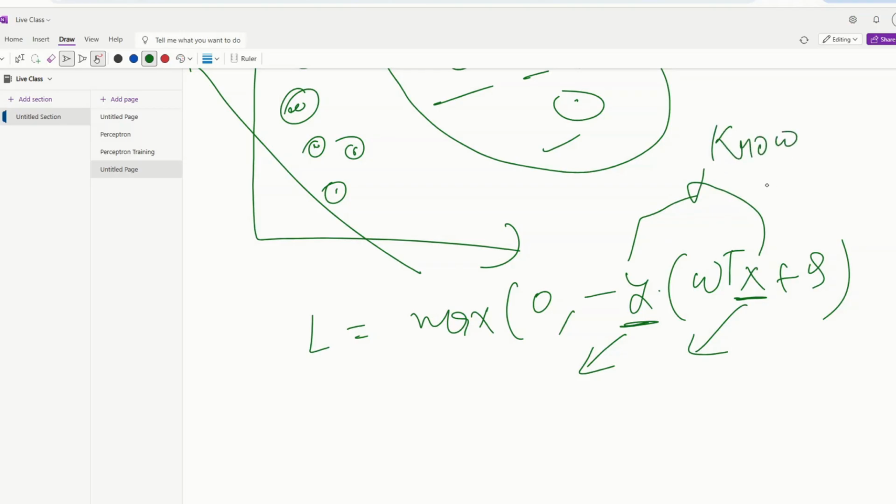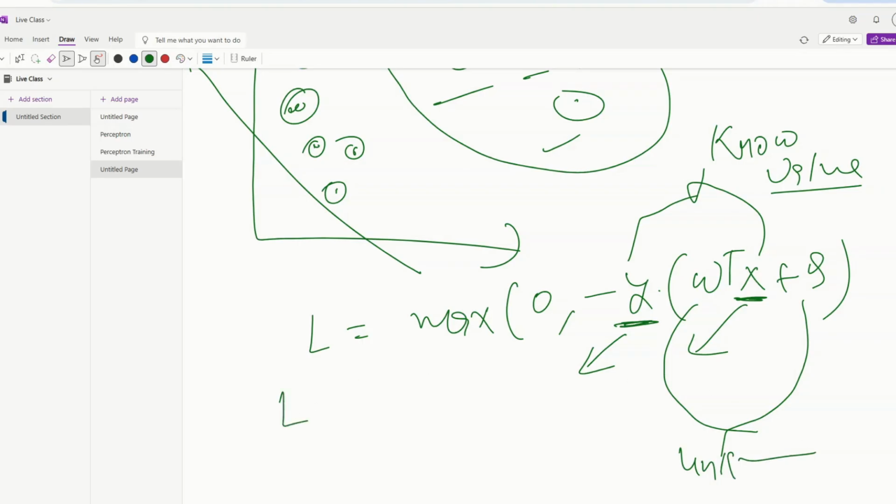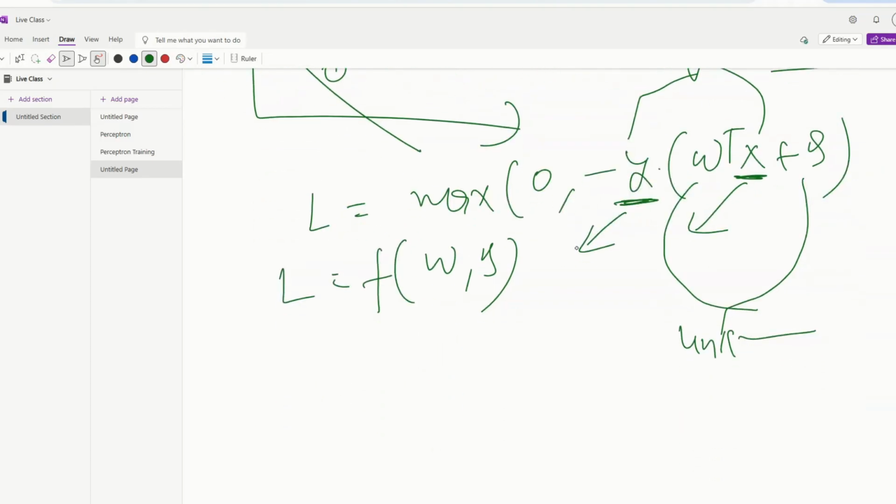These two, x and y, are the known values because in my data set I know the y label and I know the input. The only thing which is not known is w and b. These two are unknown. So I can say that L is actually a function of w and b, weight and bias.